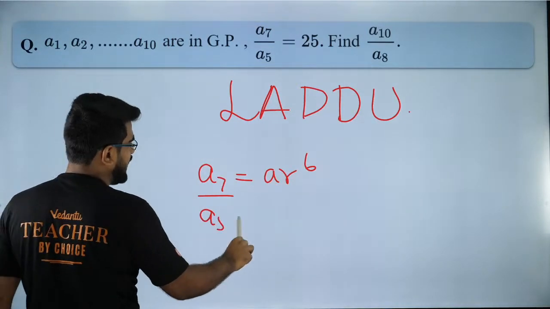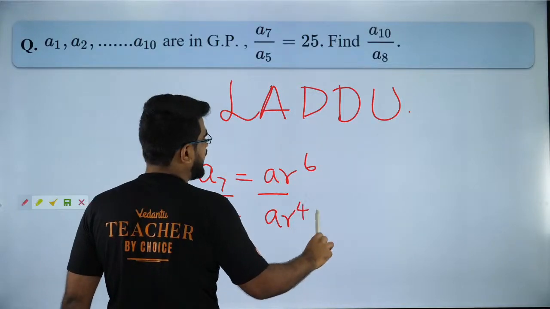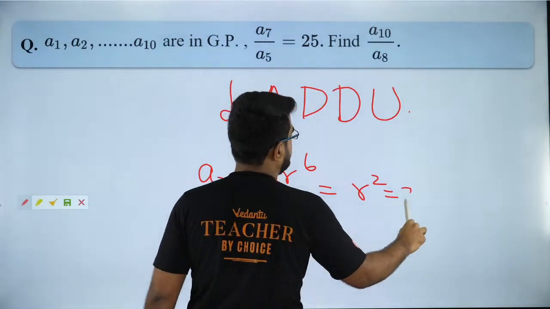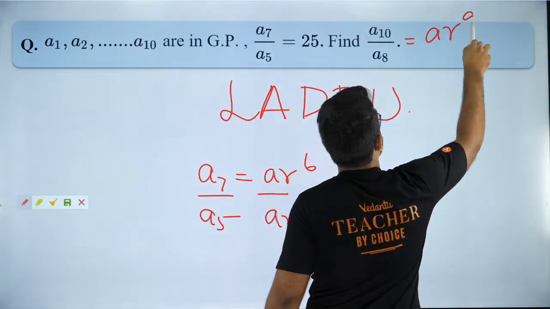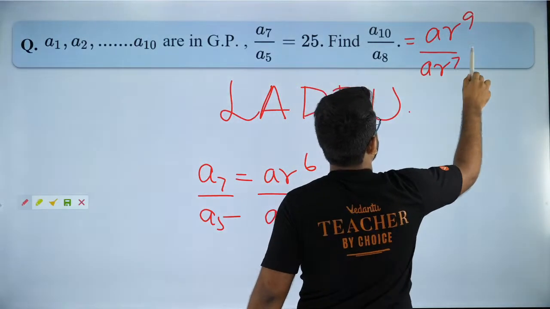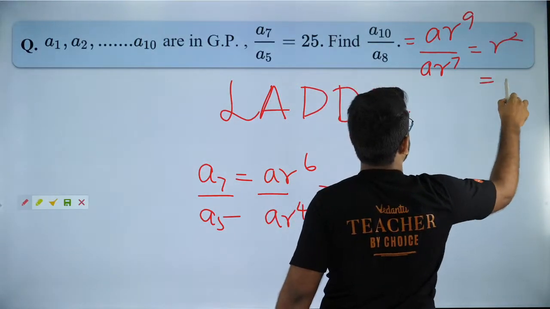A5 is nothing but AR power 4. So you will get R square is equal to 25. Same way you will get here also AR to the power 9 by AR to the power 7, which is equal to R square, which will also be 25.